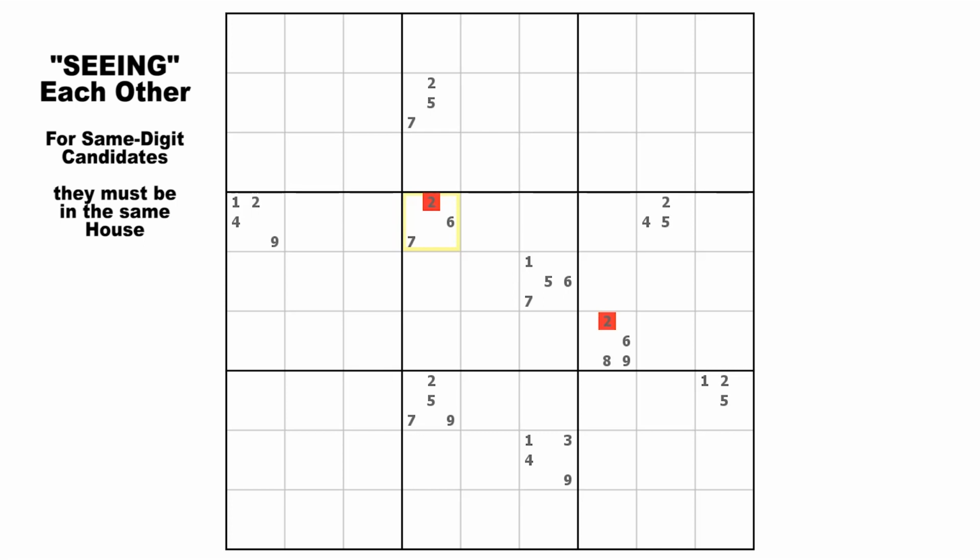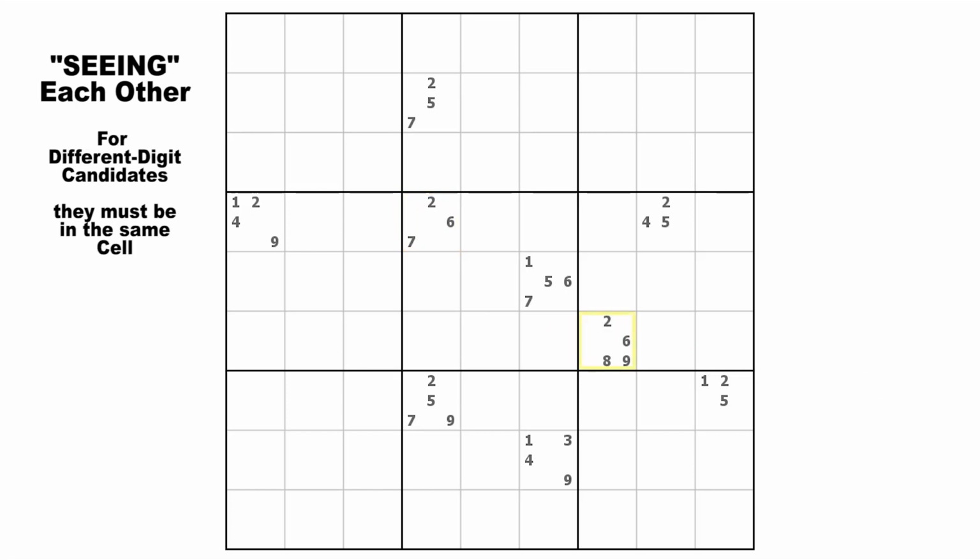Now let's take a look at different digit candidates. In order for two different digit candidates to see each other, they must both lie in the same cell. Like this 7 can see this 2 because they lie in the same cell. But this 7 cannot see this 2. Okay? And this 7 can see this 5 because they lie in the same cell, but it cannot see this 5 over here.